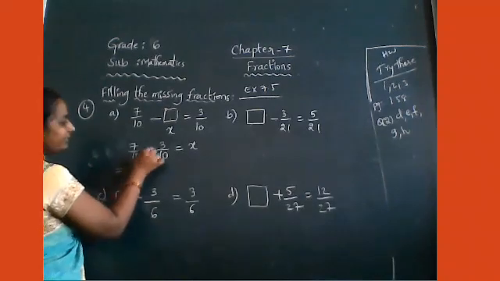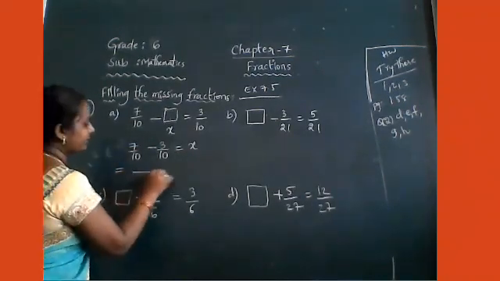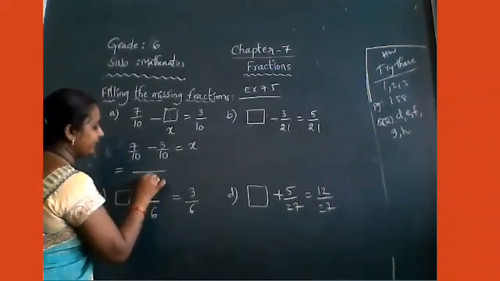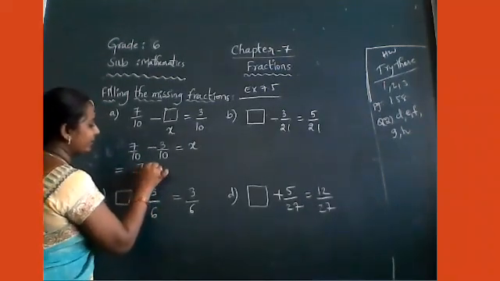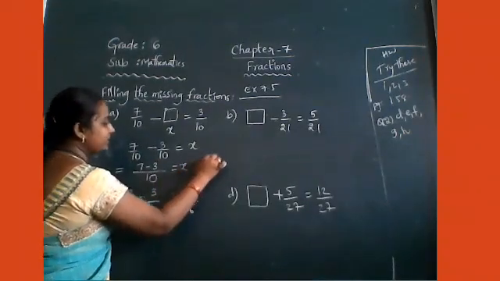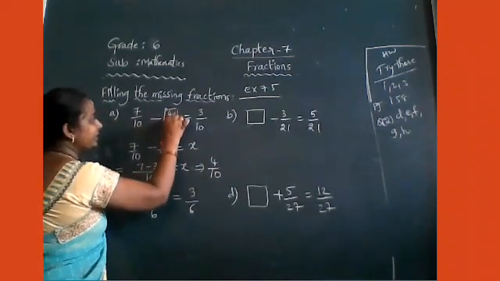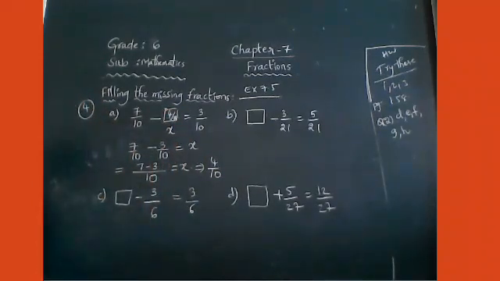Now the denominators are the same. Now we have to do the subtraction of these fractions. So the denominator is 10. Now subtract the numerators. What will you get here? That is 4 by 10. So what is the required fraction here? 4 by 10. Very good.